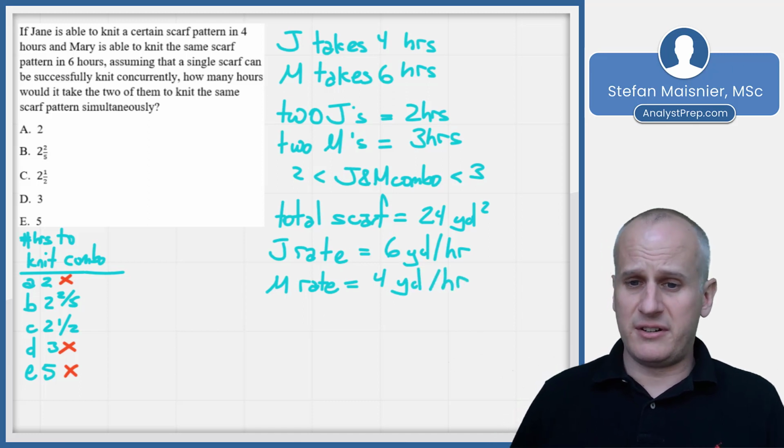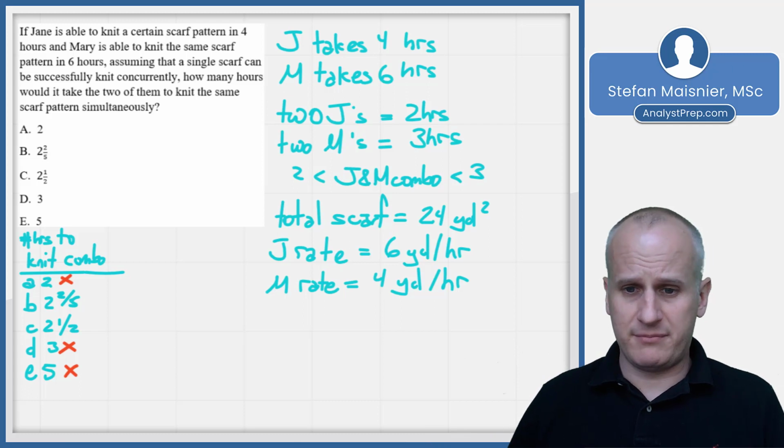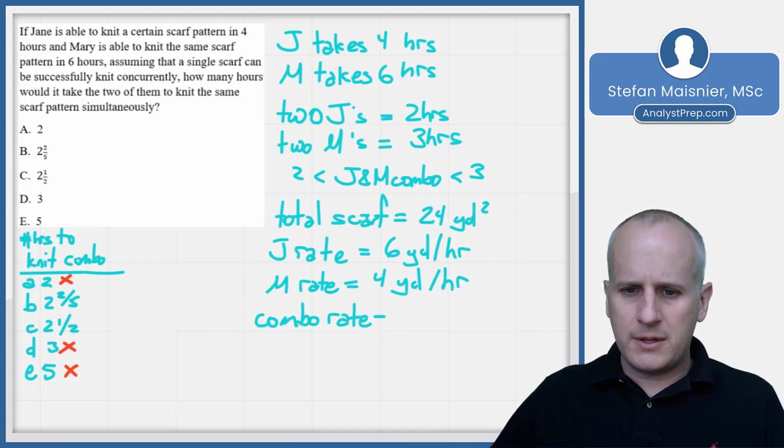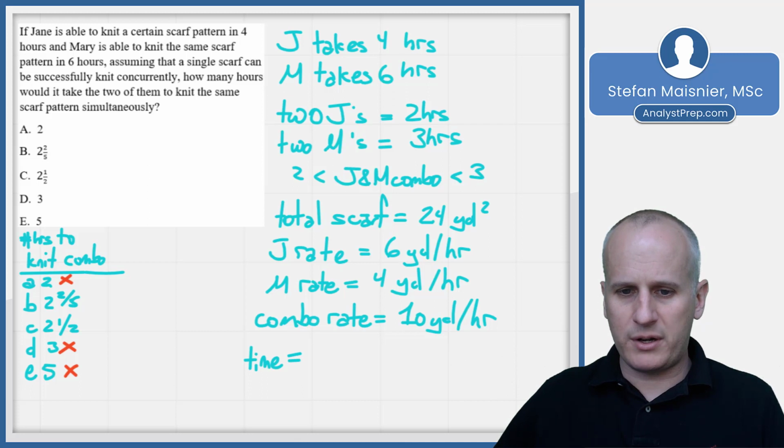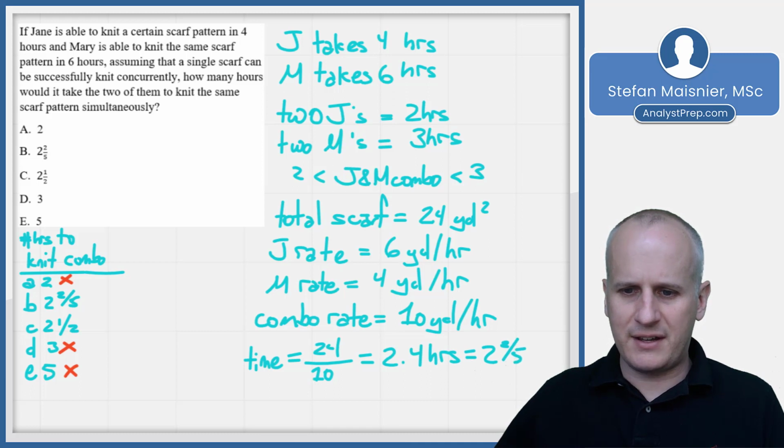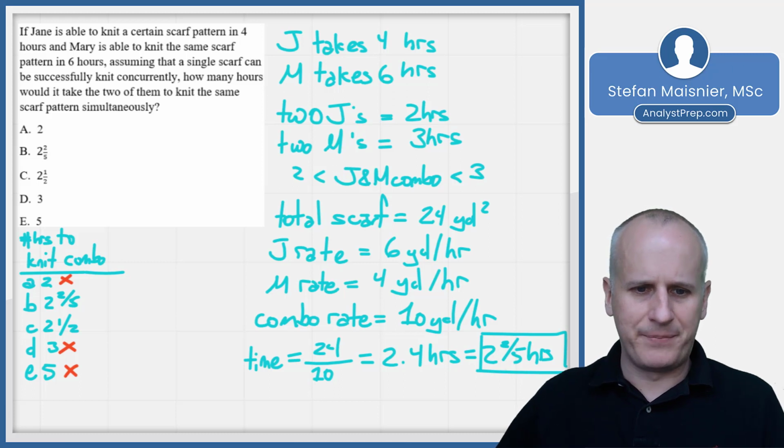So again, you can see that structure. You're like, okay, 24 divided by 4 means 6 hours. And 6 hours times 4 yards per hour gives me my 24 yards. So their combined rate in this model would be 10 yards per hour. And so then we know that time is equal to my work, or 24, divided by the combined rate we just found, which is 10, which is going to be 2.4 hours, which is equal to 2 2/5 of an hour, which gives us our correct answer of choice B.